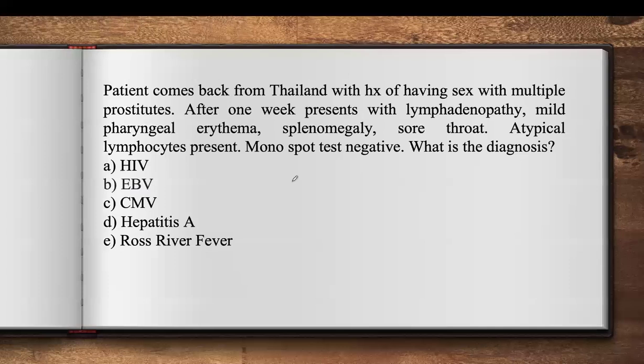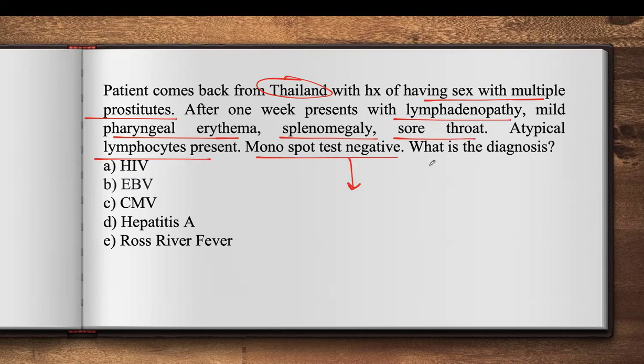All right, moving on. A patient comes back from Thailand with history of having sex with multiple prostitutes. After 1 week, patient presents with lymphadenopathy, mild pharyngeal erythema, splenomegaly, sore throat, atypical lymphocytes present. Monospot test is negative. Now, a lot of candidates will get into the trap. So this is a trap.